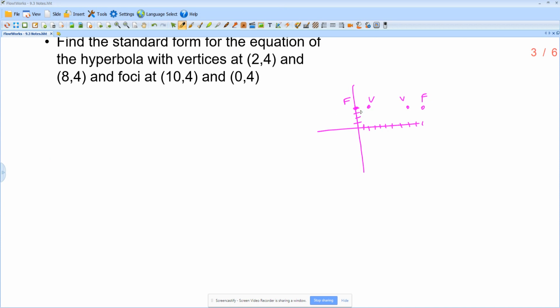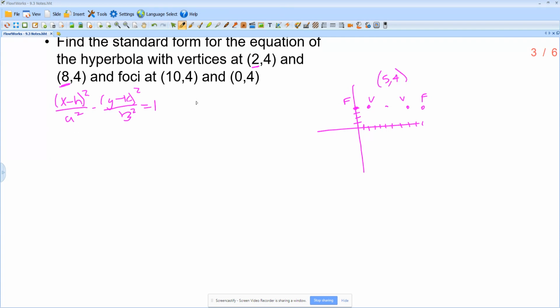So what I know right away is I have a horizontal transverse, which means this is in the form x minus h squared over a squared minus y minus k squared over b squared equals 1. So my center needs to be the midpoint of the vertices or the midpoint of the focal points. It doesn't matter which one you think of. So the midpoint between 2 and 8 is going to be at 5, 4.